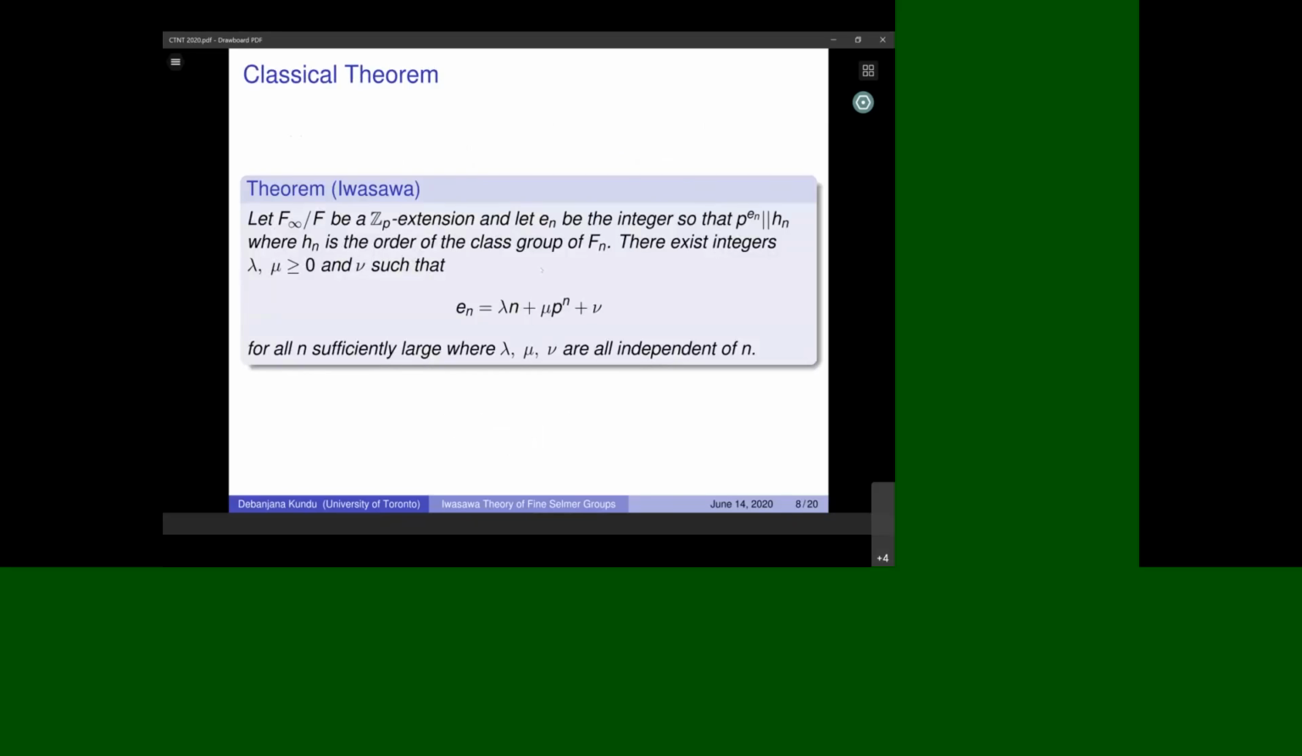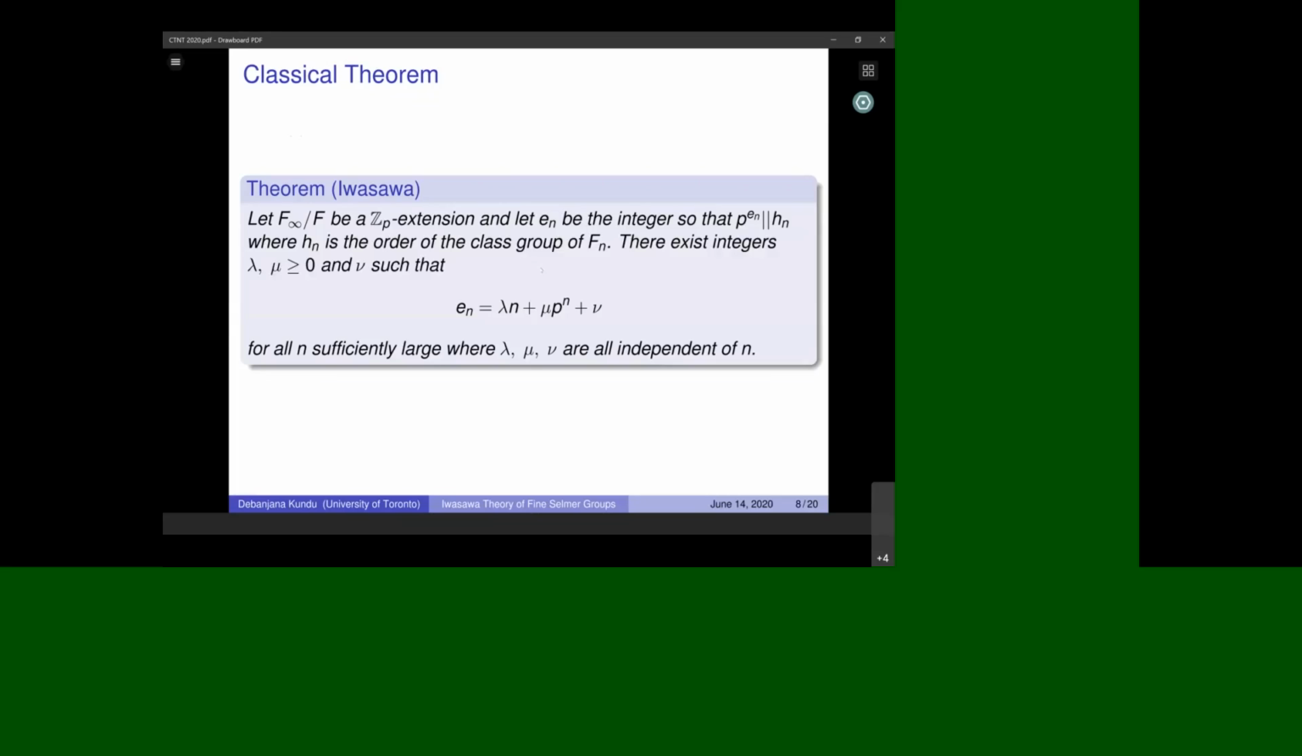Pretty much the beginning of Iwasawa theory is based on this very important result of Kenkichi Iwasawa from the 50s, I believe. The statement is saying that if you take any Z_p extension, not just the cyclotomic one, then for every finite layer you can actually write down the size of the class group, or at least the size of the p-part of the class group. There's this very precise formula: if e_n is the largest power of p that divides the class number, then e_n is lambda n plus mu p^n plus a constant nu.